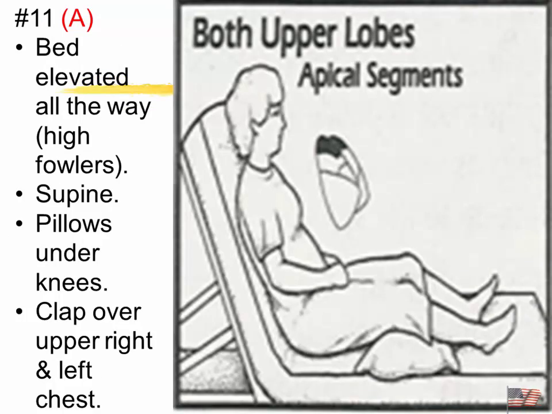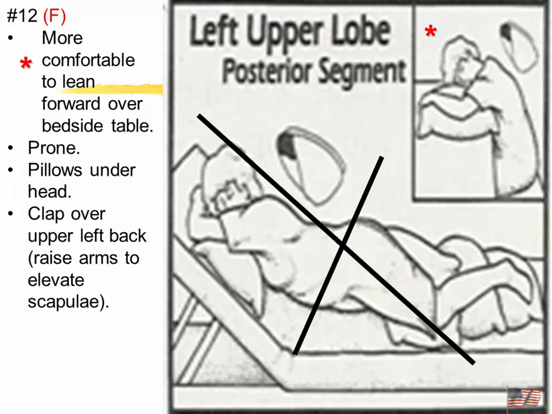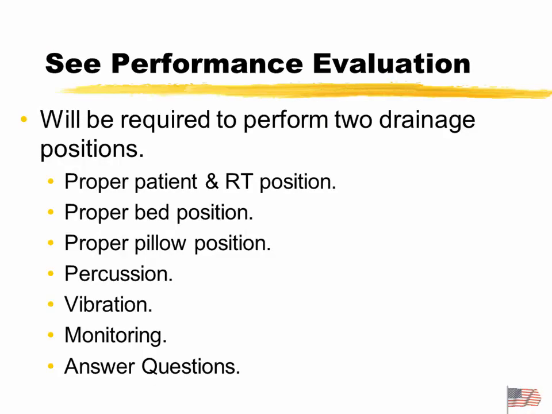And the apical segments are the easiest ones of all, the one you hope you get on your PE, because all you have to do is just sit up. Because you're draining the top. For this one, left upper lobe posterior segments, it's probably easier for them to lean over than to lie in this goofy position. So most clinicians will end up just having them sitting on a bedside table leaning forward. So we're draining that posterior segment, the left upper lobe.